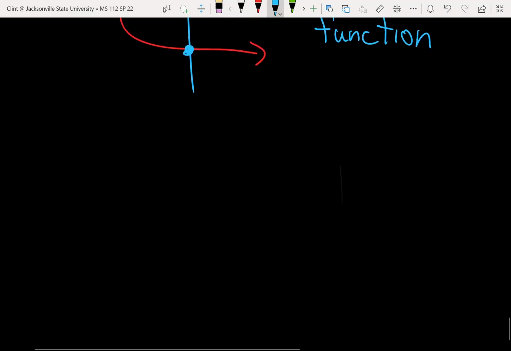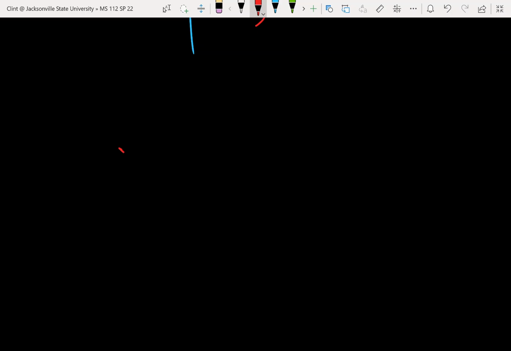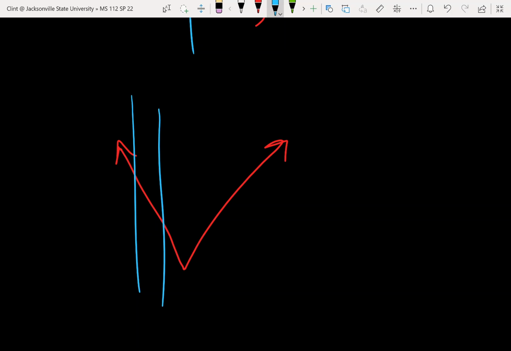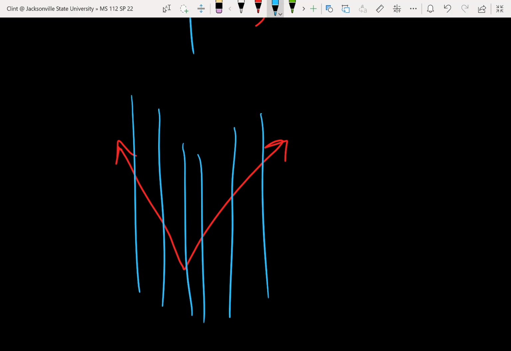What about our V shape? Is that one a function? That one is a function, no matter where we draw in a vertical line. Even if we draw it right at the point, they only touch once, so this one is a function.